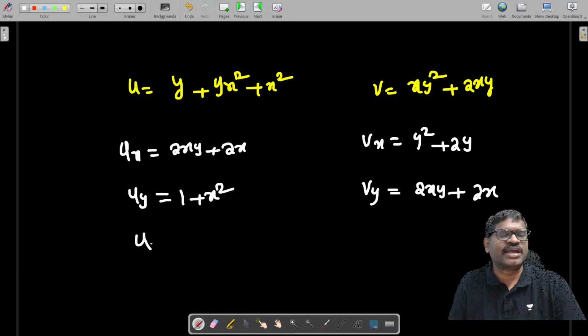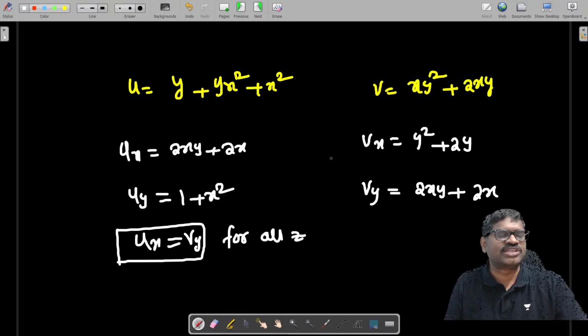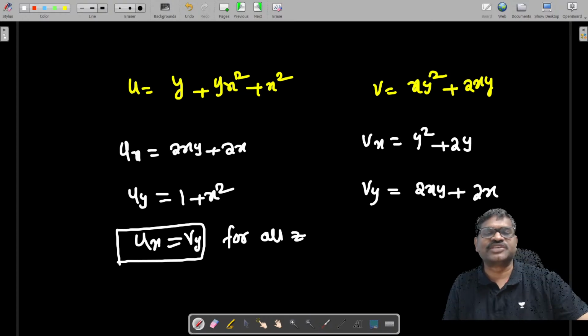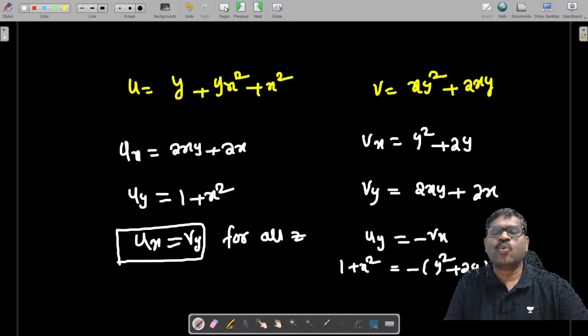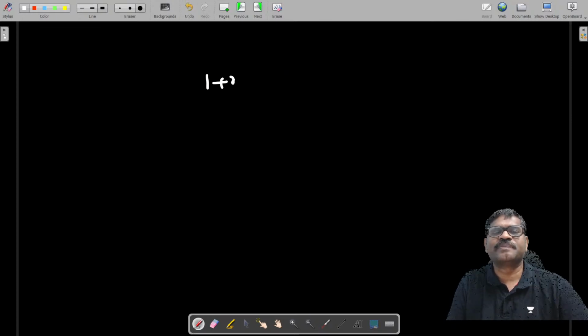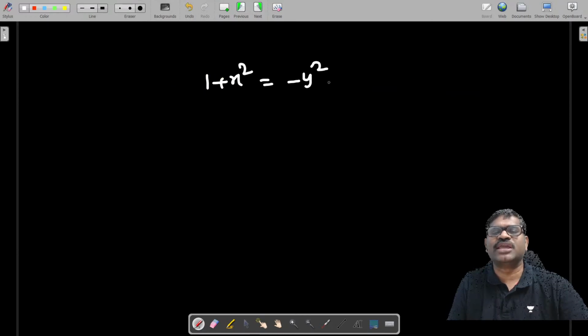Ux equal to Vy. Clearly Ux equal to Vy for all values of z. What about Uy and minus Vx? Uy is 1 plus x square. Uy equal to minus Vx. When you equate, Uy is 1 plus x square, minus Vx is y square plus 2y. Do one thing. 1 plus x square must be equal to minus y square minus 2y.